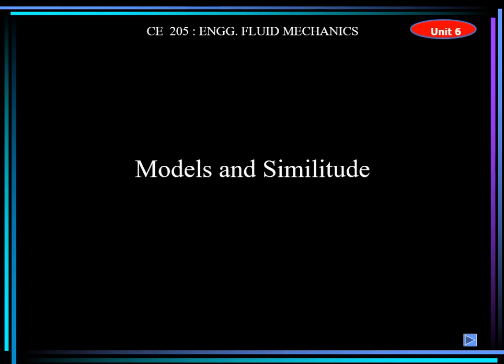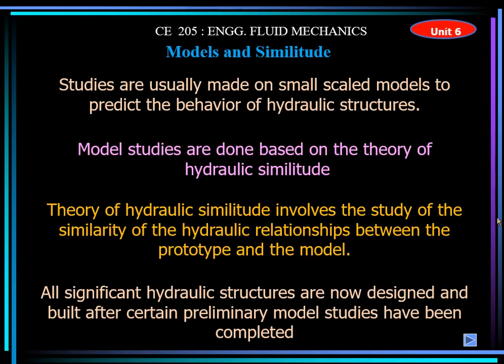Now we are talking about part B of unit 6, which is models and similitude. What is models and similitude? We will learn in this unit, and we will see how to apply this information and this analysis of the models and similitude. This is a study we generally do when we study a big structure. For example, if we are talking about hydraulic structures, meaning related to water, because we are talking about fluid, like a dam, a spillway, and any big river or channel.